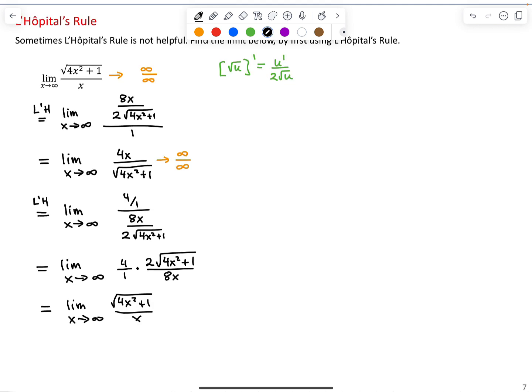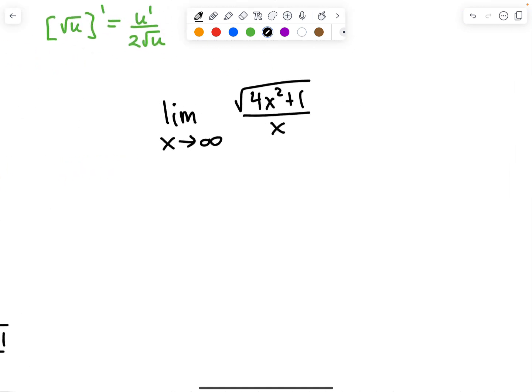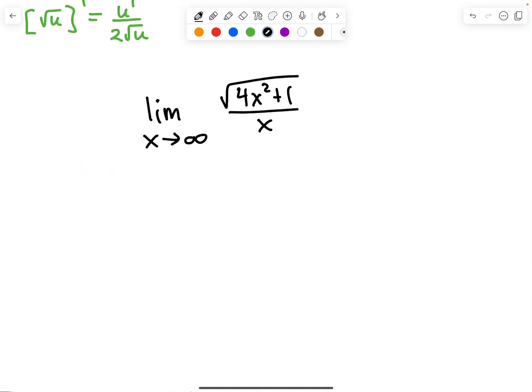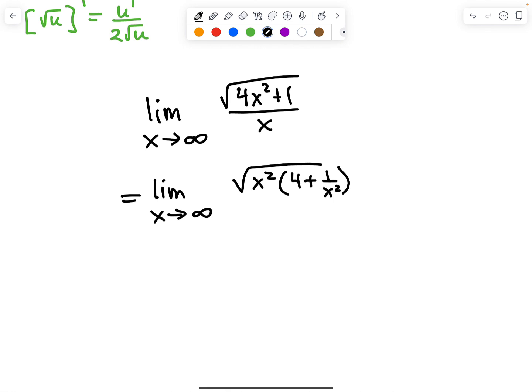So instead, the only way to get this limit is to use an algebraic manipulation. Let me rewrite it. I'm going to begin by factoring an x squared out of the numerator, but keeping it inside the radical. So that would leave a 4 plus 1 over x squared, and this is all over an x. Then we can use the property that if you square root a product, you can square root the factors of the product separately. So I can square root the x squared separately from square rooting this expression in parentheses.